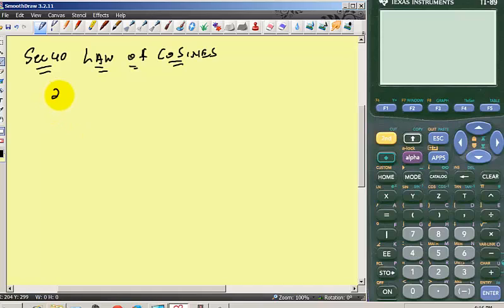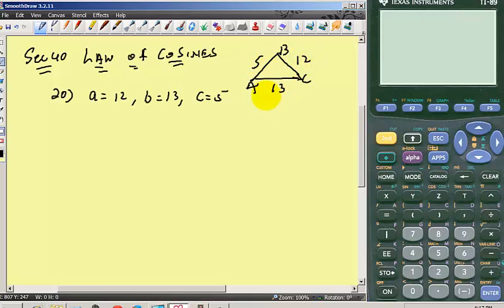Let me start with a 20, which is an easy one, and then get to a word problem, and that should do it. Okay, let's start with A is equal to 12, B is equal to 13, and C is equal to 5. In this situation I don't have an angle, I just have a random triangle. We'll call this A, B, C, not drawn to scale. This side is 12, this is 13, this is 5.